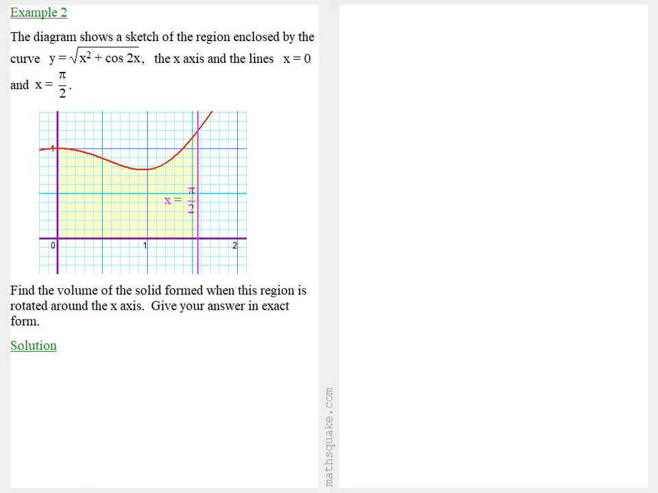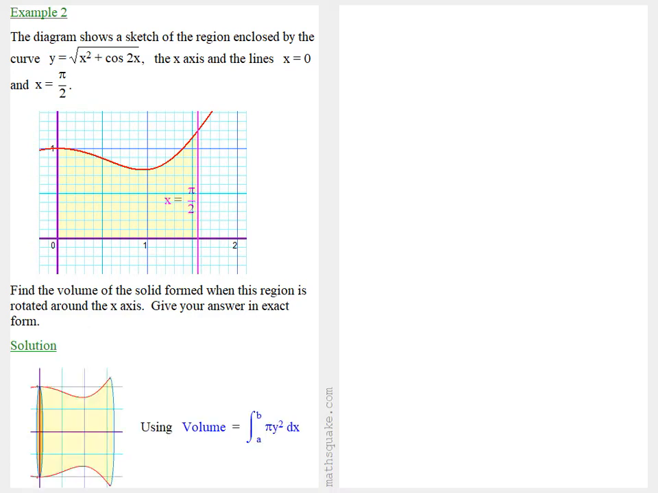Well, to solve this, we can use the formula volume equals the integral of pi y squared dx between the limits a and b. So, this gives us that the volume is equal to the integral from 0 to pi by 2 of pi times the square root of x squared plus cosine of 2x all squared dx. Well, the square root and the square cancel, so we're left with the integral from 0 to pi by 2 of pi into x squared plus cosine of 2x dx.